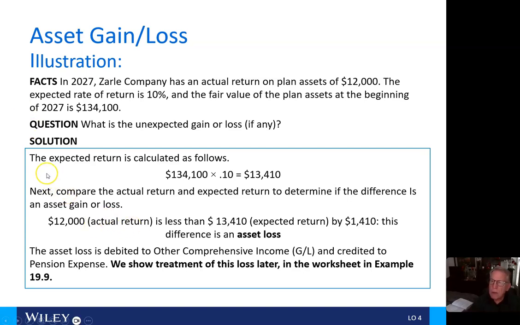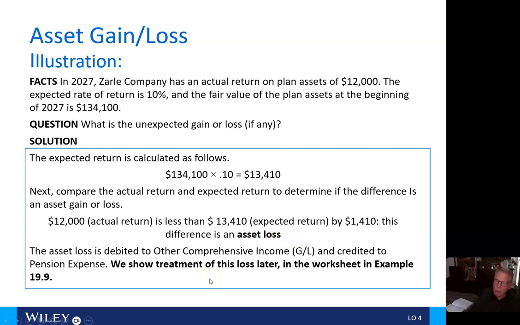Well, the solution is that the expected return is going to be calculated by taking 134,100 times that rate of return of 10%, and that gives me $13,410. Next, we're going to compare the actual return and the expected return to determine if the difference is an asset gain or loss. So the $12,000 actual return is less than the $13,410 expected return by a difference of $1,410. That difference is an asset loss.